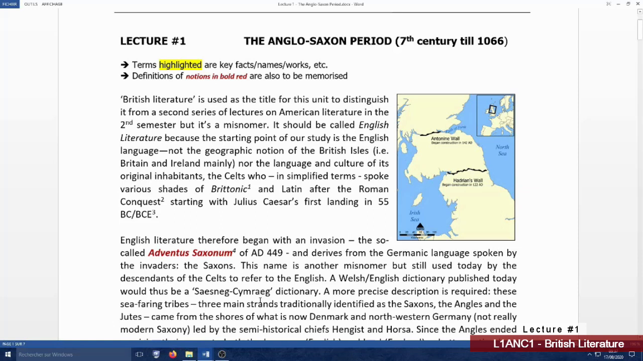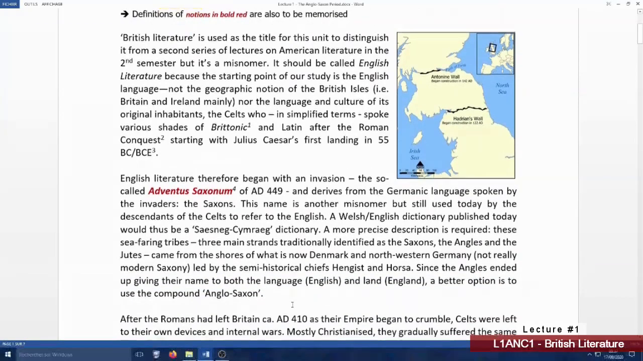It derives from the Germanic language spoken by the invaders, those Saxons. Now, this name itself is another misnomer, but it's still used today by the descendants of the Celts. In Scotland, the English are sometimes referred to as the Sassenach. If you were to publish a Welsh English dictionary, that would be a Saesneg Cymraeg dictionary, obviously. A more precise description is required, in fact.